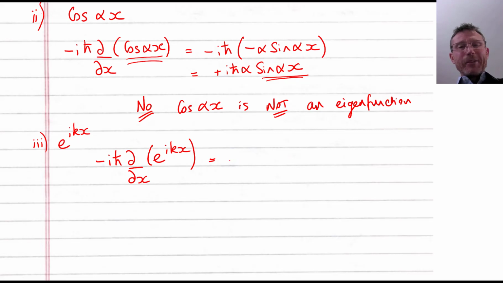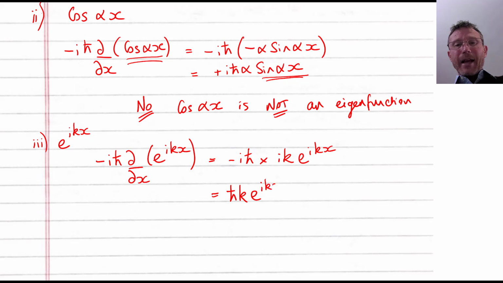So we'll keep this simple first of all, and then we'll tidy it up. So that's multiplied by i k e to the i k x. When we multiply those i's together, we get minus 1, and then we've got the minus in here. So we end up having plus h bar k e to the i k x. And so now what we have to do is go looking.